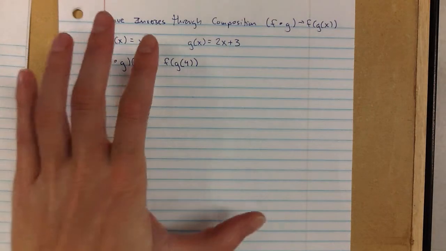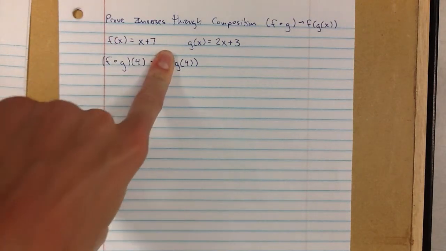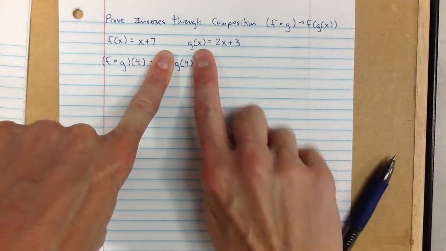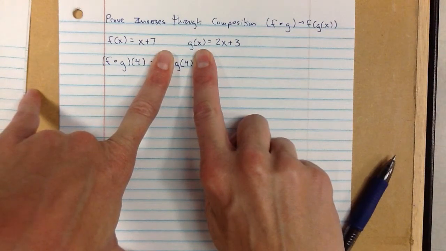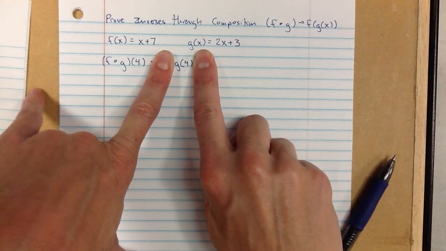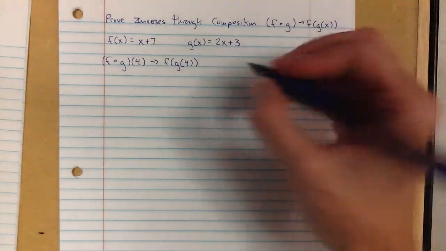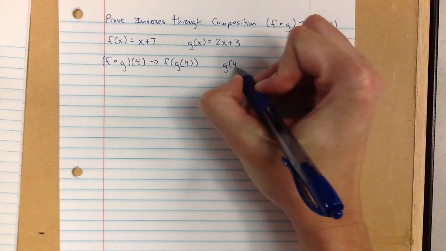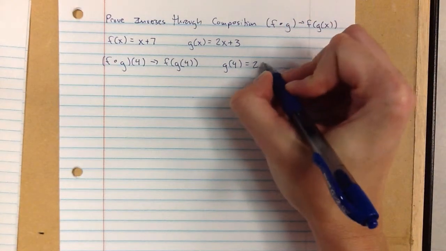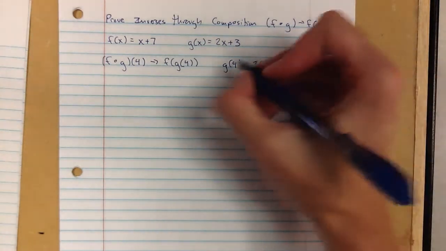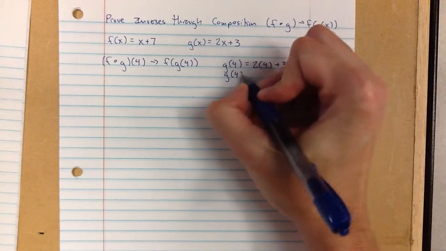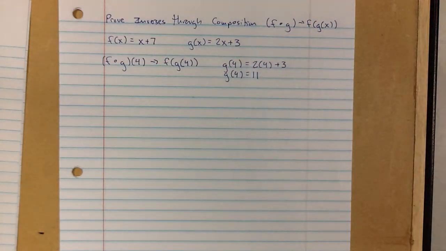Now, if I take this f off, and that parenthesis, we're used to seeing stuff like that, right? What am I supposed to do with that 4? Plug it in, right? Plug it in where? For x up there. So I'm going to take g of 4 and plug it in. So I have 2 times 4 plus 3. So g of 4 is what? 11. We plugged it in and got 11.